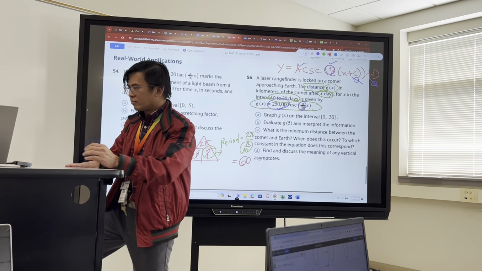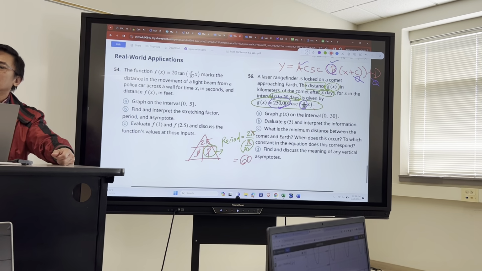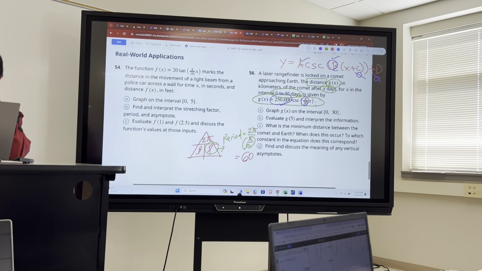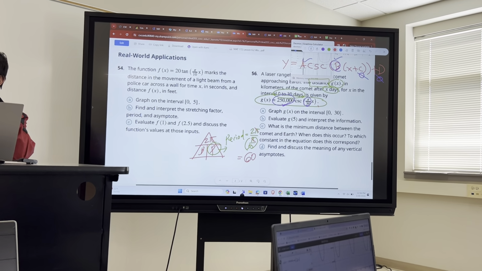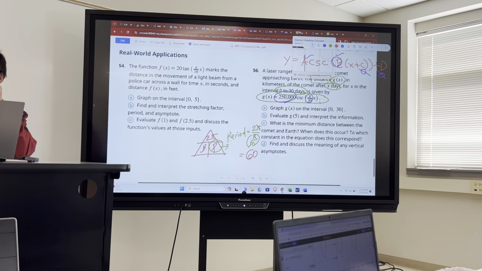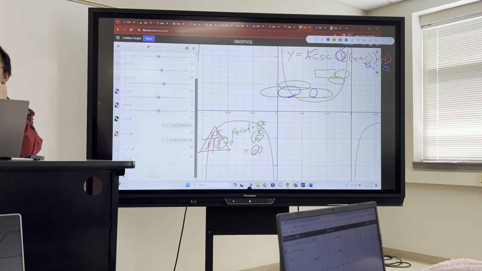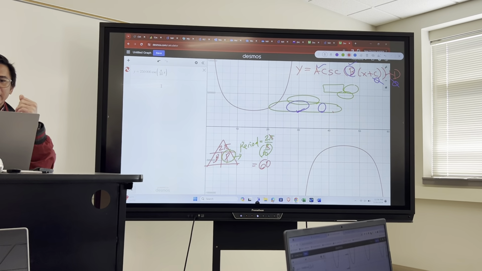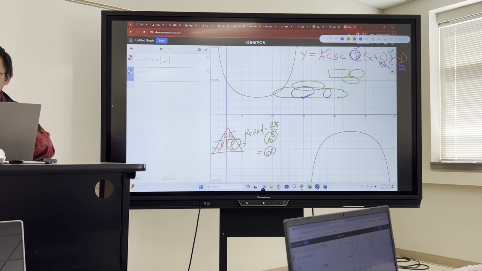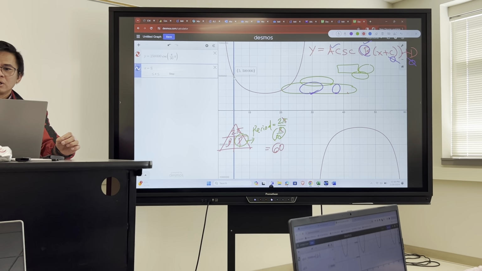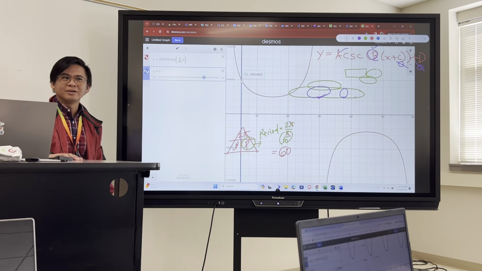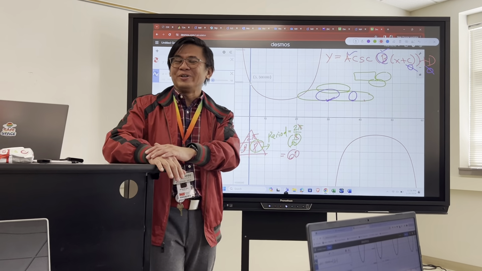Well, let's see. By the way, your distance is in kilometers. Hopefully not near. Let's see, 5 days. Not this one, but this one, at X equals 5. Oh, thank God.